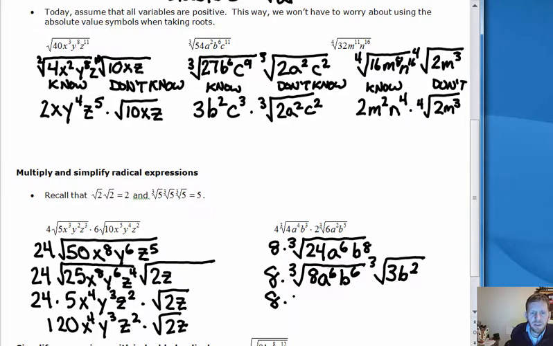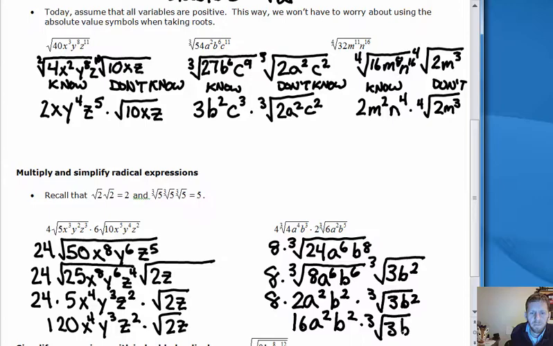So the cube root of 8 is 2. When I divide the exponents, a to the 6th cube rooted is going to be a squared. Same thing for b to the 6th cube rooted, that's going to be b squared, times the cube root of 3b squared, which I can't do anything with. Finally, you can multiply the 8 and the 2, which is 16 a squared b squared times cube root of 3b squared.